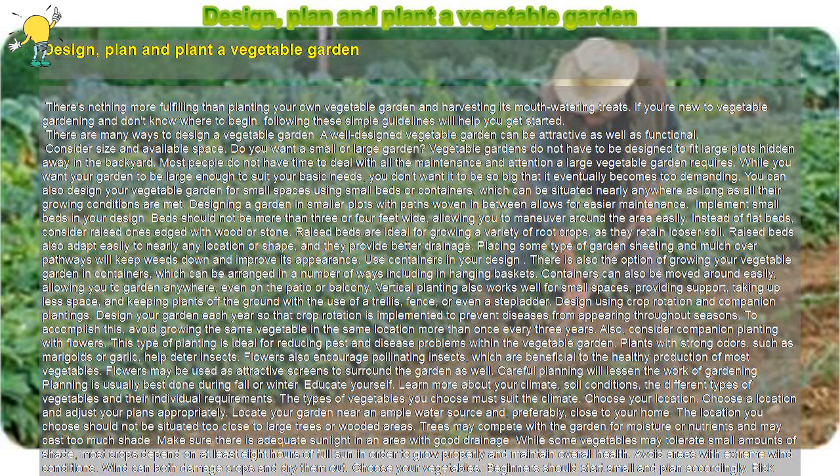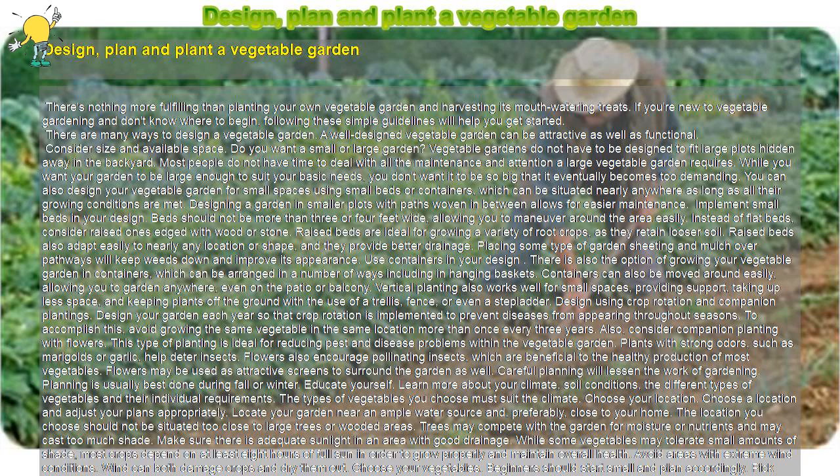Careful planning will lessen the work of gardening. Planning is usually best done during fall or winter. Educate yourself. Learn more about your climate, soil conditions, the different types of vegetables and their individual requirements. The types of vegetables you choose must suit the climate. Choose your location. Choose a location and adjust your plans appropriately.